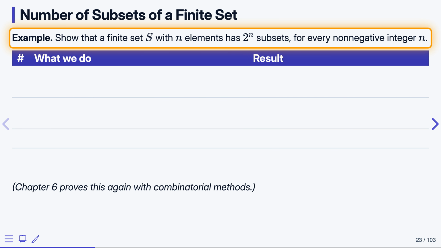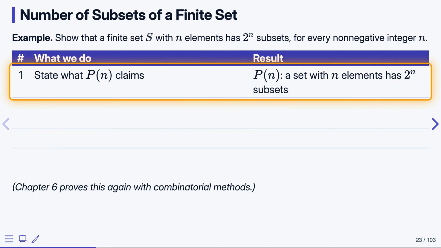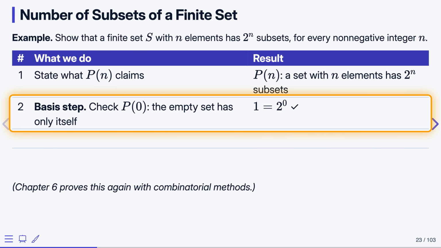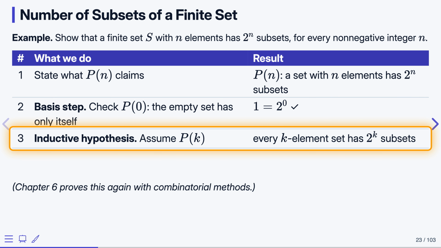Now a counting result. A finite set with n elements has 2 to the n subsets, for every whole number n starting at 0. Step 1. Write P of n down. It says a set with n elements has 2 to the n subsets. Step 2. The basis step starts at 0. The empty set has only one subset, itself, and 2 to the 0 is 1, so P of 0 is true.